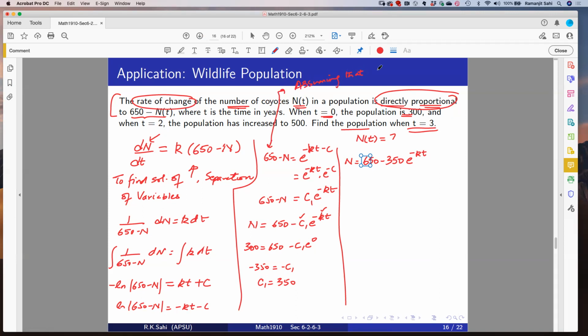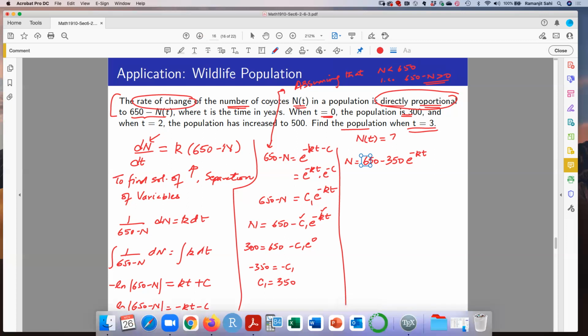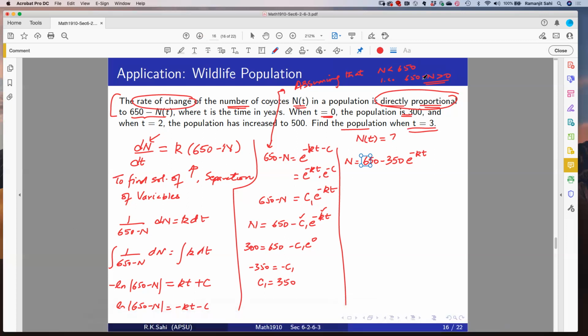that the population here, that n is less than 650. That is, 650 minus n is greater than 0. Important to keep in mind, okay? That is my assumption, that I'm assuming this, otherwise I could not have written 650 minus n like that, because it's an absolute value, remember, okay? So now we've got this formula, now we need to find my little k.